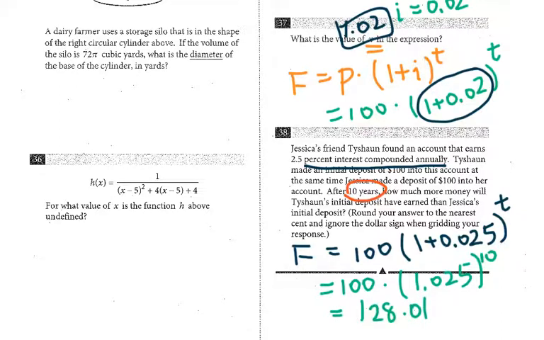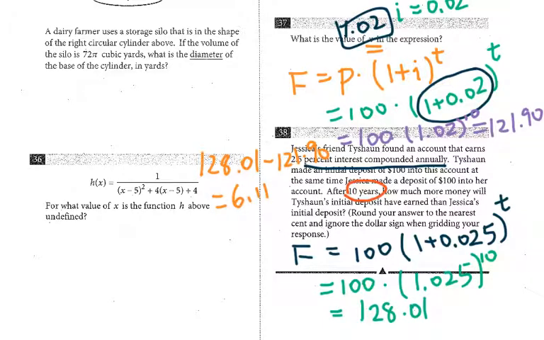The answer will be 128.01. And for Jessica, we need to plug into this formula. You will get 100 times 1.02 to the 10th power. The answer will be 121.90. Then we do the subtraction. 128.01 minus 121.90, you will get 6.11. That's the answer for 38, $6.11.